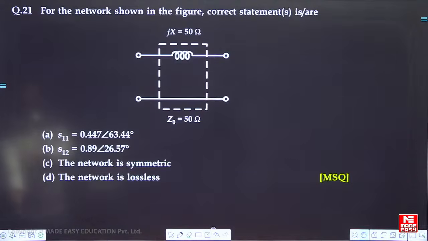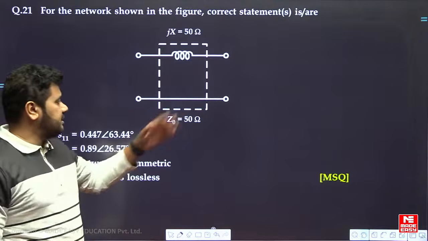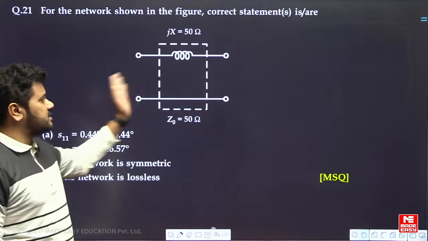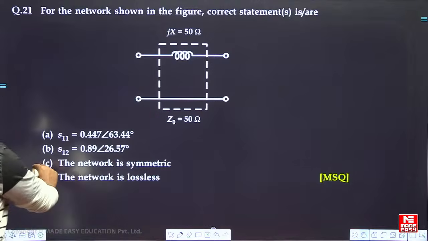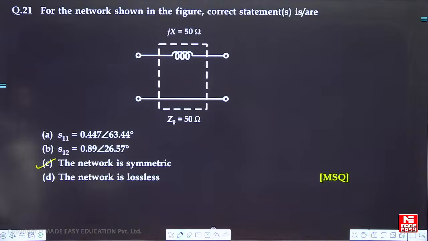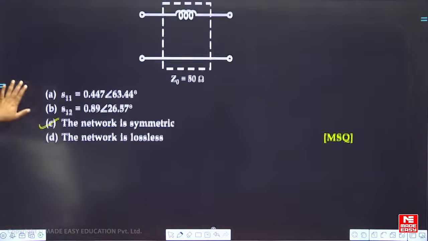Right. So, this is the network that has been given. We have to find S11, S12, and whether the network is symmetric. Clearly, the network is symmetrical. You either see from this side or that side, it is clearly symmetrical. So, C will be the correct answer. From the diagram only we can make out that the network is symmetric. Apart from C, we have to check A, B and D. One by one we will do.